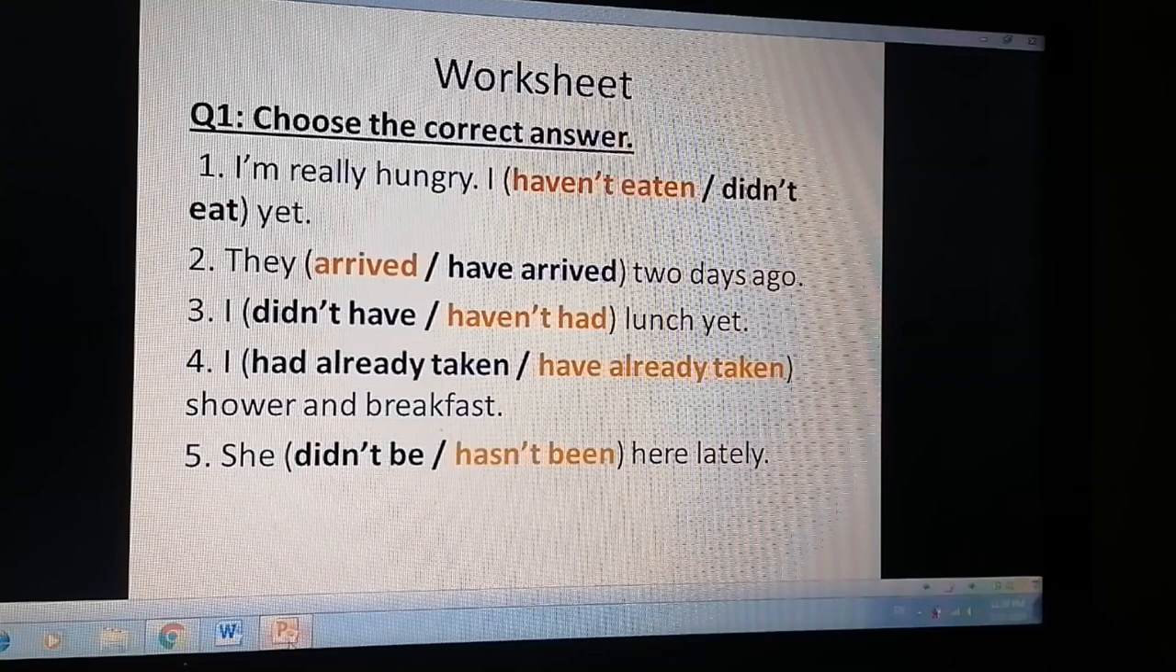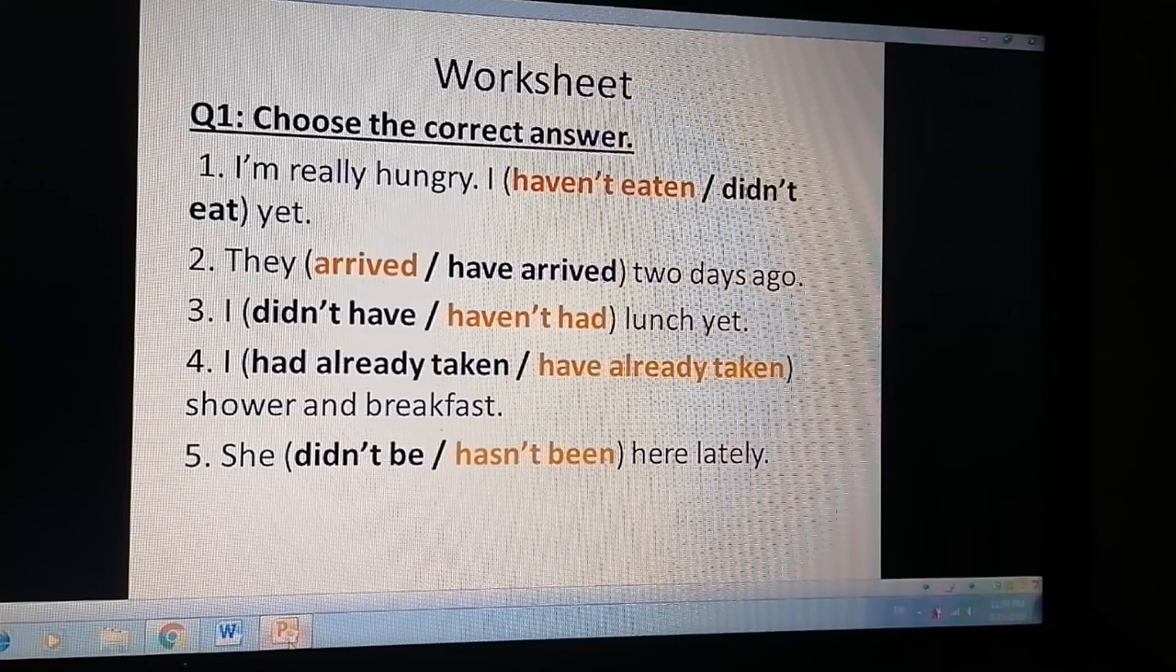Look at number one. I'm really hungry. I haven't eaten or I didn't eat yet. Look carefully at number one, yet. Yet, here are the keywords of present perfect. So we must choose haven't eaten, not didn't eat. Why? Because haven't eaten is present perfect, but didn't eat is simple past.